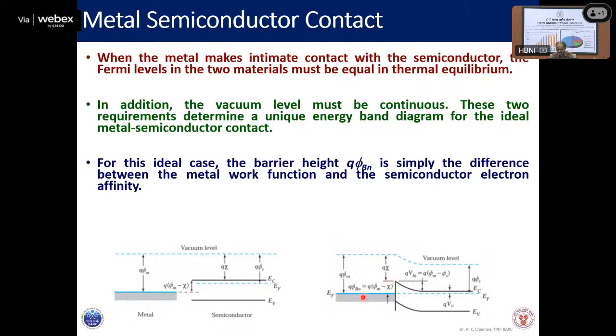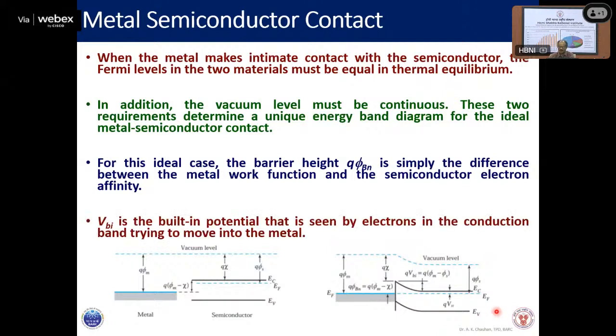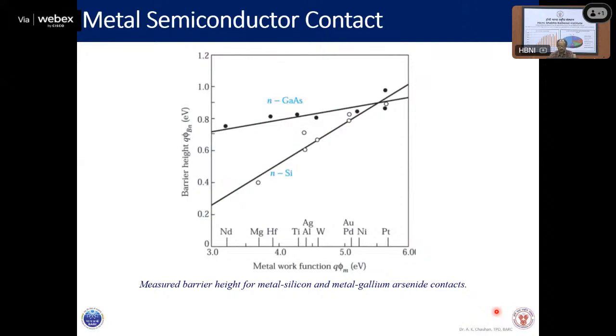If you see now, if something is moving from the electron side, a barrier has actually been created. For the ideal case, the barrier height is simply the difference between the metal work function and the semiconductor electron affinity, which is like this. This is the semiconductor. Because of this difference a barrier has been created, and this barrier is the cause of the Schottky behavior, like a Schottky barrier.